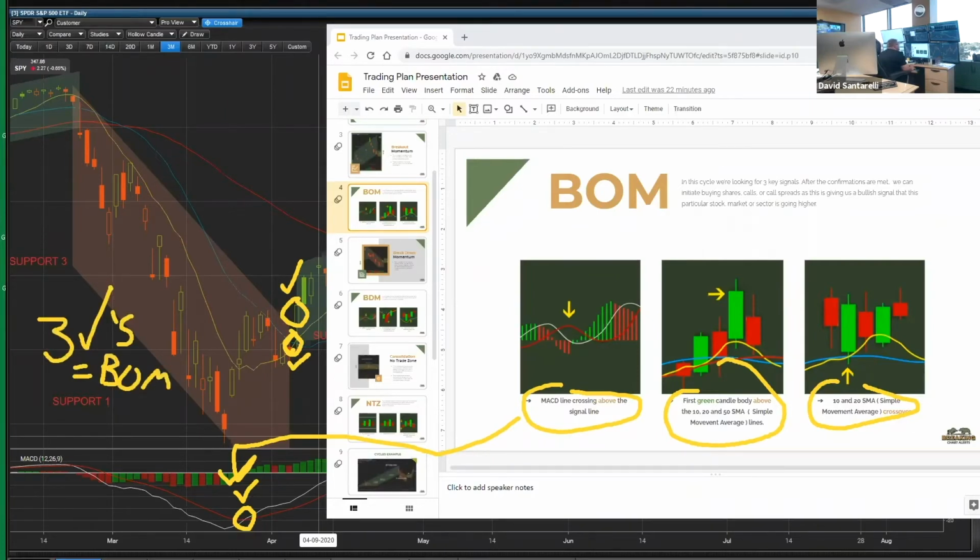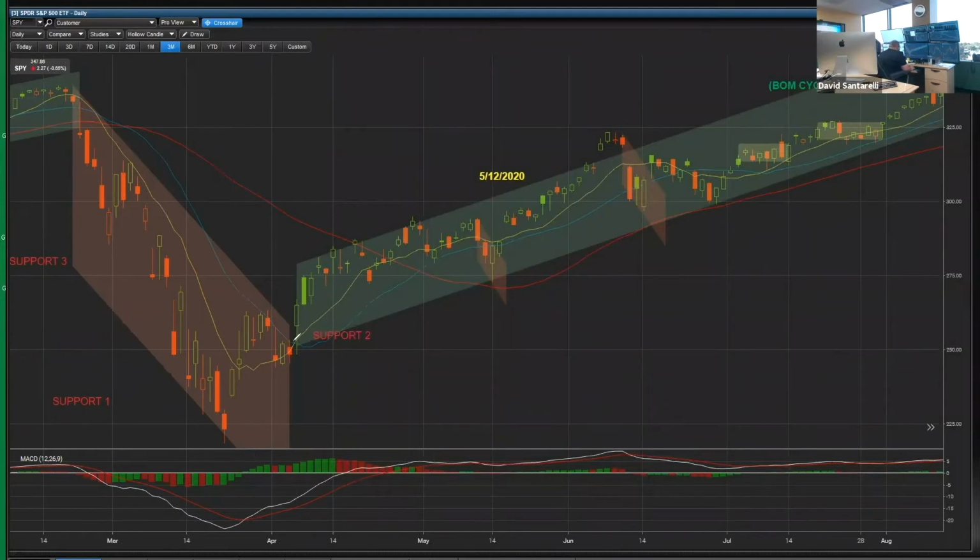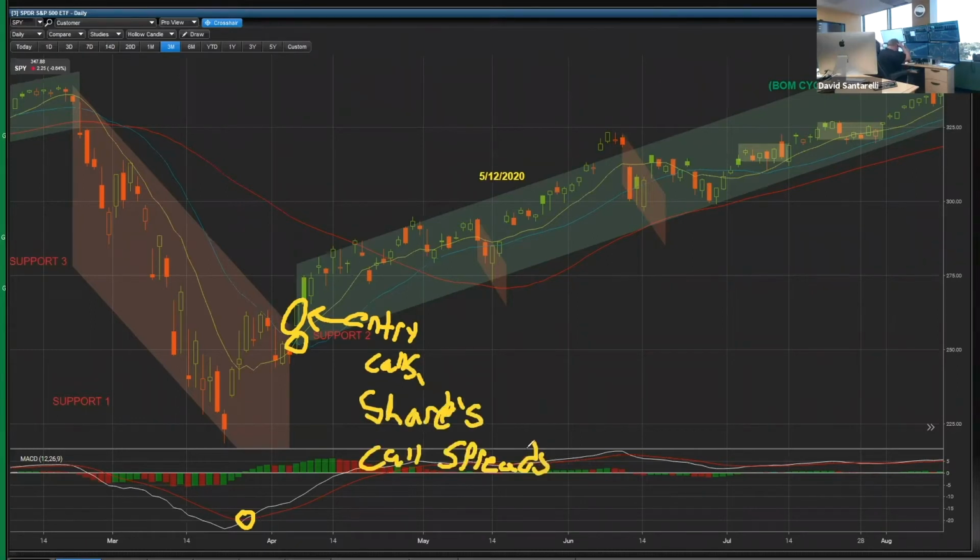Okay. So it's really important that you understand these cycles because it's very easy to take advantage of that when you see that 1020 cross, the MACD cross, and then that first candle above the 1020 SMA. So now here is your entry. That's your entry for calls, shares, or call spreads.